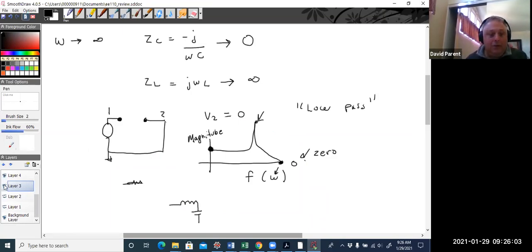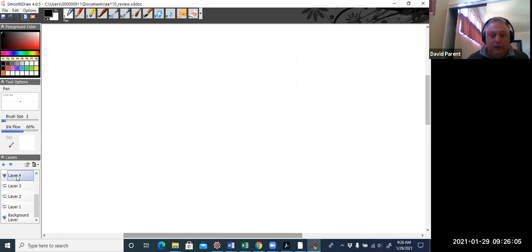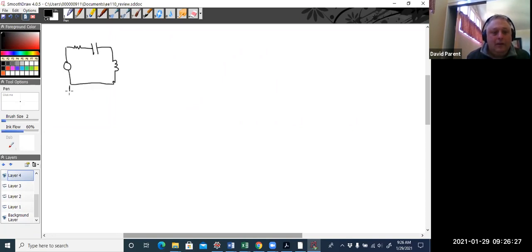And maybe what we can do is, I wasn't going to do this kind of example, but I think it's a good idea to look into it right now. So let's put an R here, put a capacitor here, and an inductor here. And let's call this, now we have node 1, node 2, and node 3.